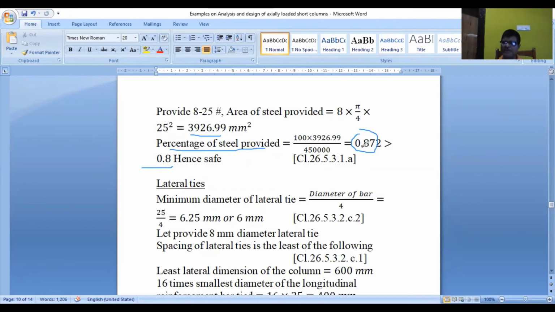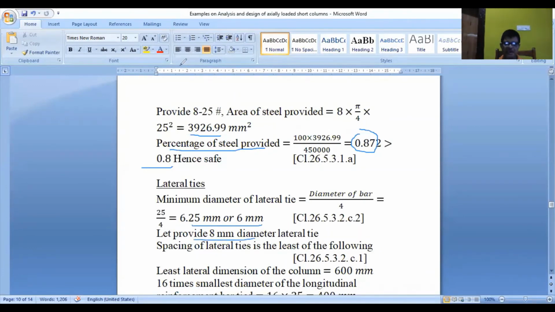If this value comes 0.6, then again we have to calculate the percent of steel as 0.8% of the gross area, and that steel is to be provided as the minimum steel on the cross section. So now calculate lateral ties, diameter by bar, again 6.25 and 6, and provide 8 mm bars.